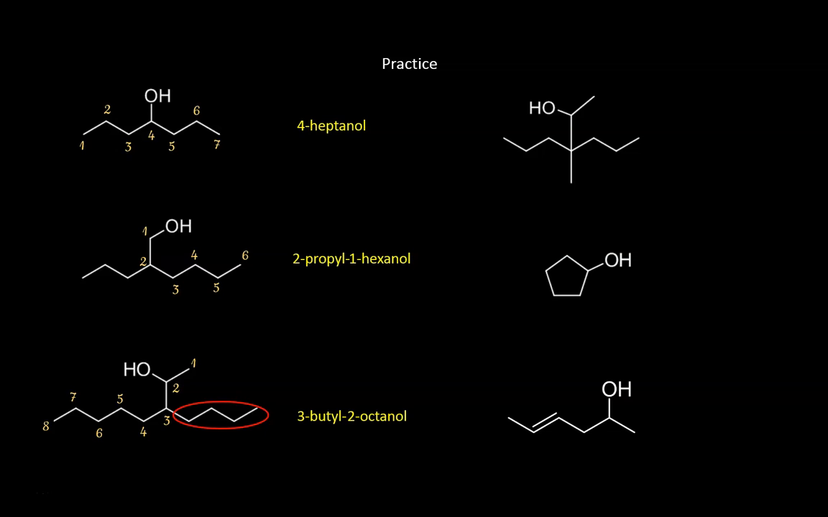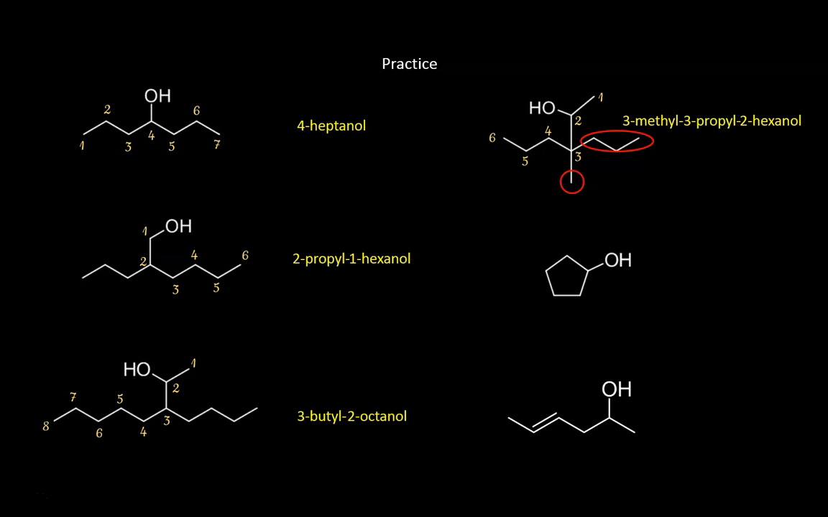In the next one, we must start counting from the top closest to the hydroxyl group. This gives us 2-hexanol. On carbon 3, we have 2 groups, a methyl group here and a propyl group here. Together, we have the name 3-methyl-3-propyl-2-hexanol. Notice that we have them in alphabetical order. Methyl comes before propyl. If you wrote propyl before methyl, that would be incorrect.